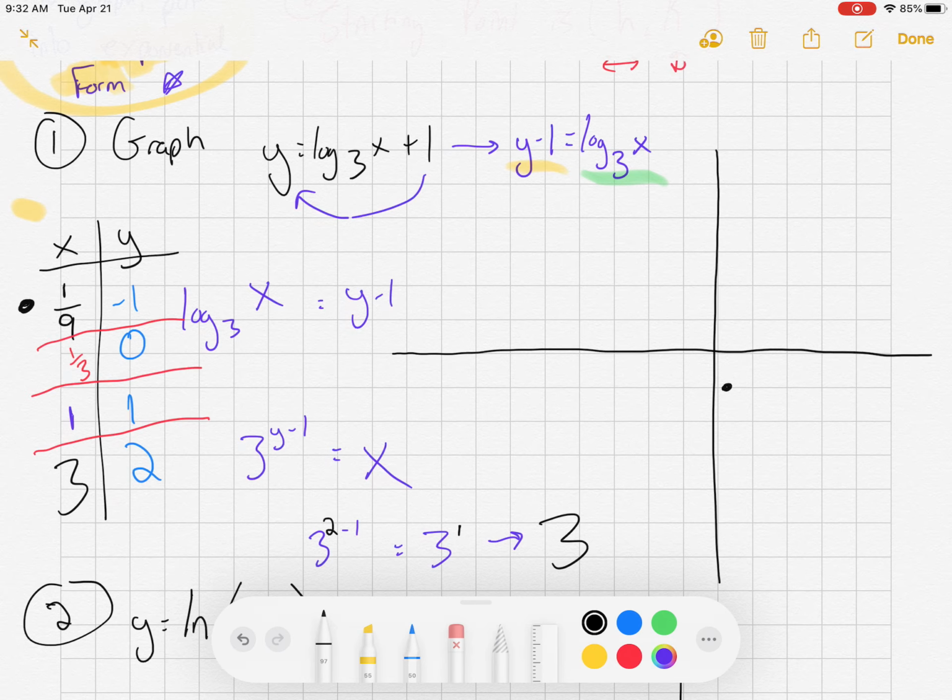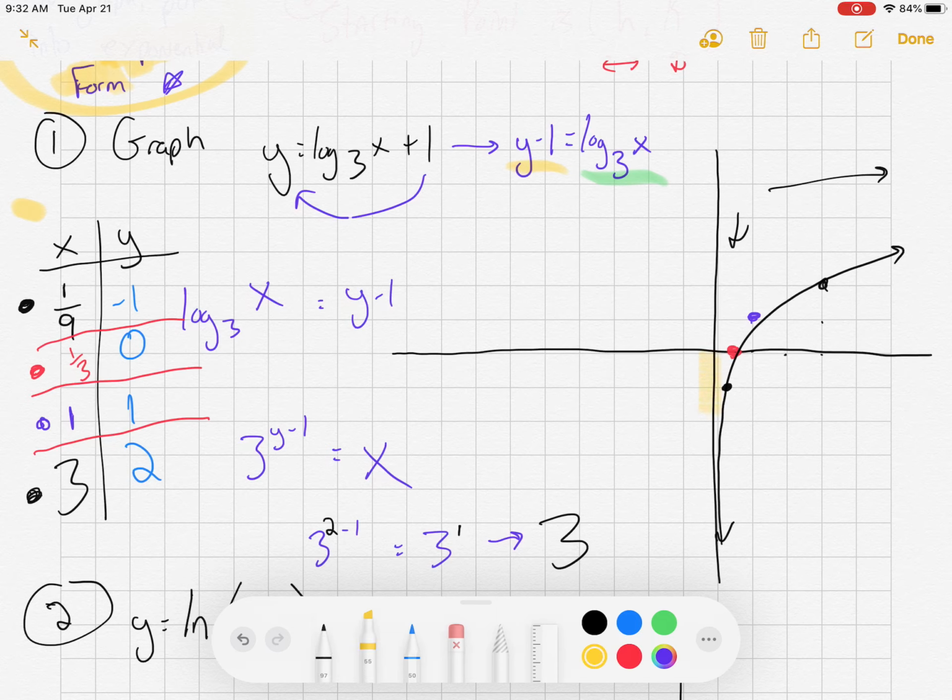Now I just need to go through and plot these points. I'll do this one in black. So over 1 over 9, so I barely go over at all, and I go down 1. Next up, I go just a little bit further, and it's at 0. So over 1/3, up 0. Next up, over 1, up 1. Next up, I'm going to go right 3: 1, 2, 3, up 1, 2.